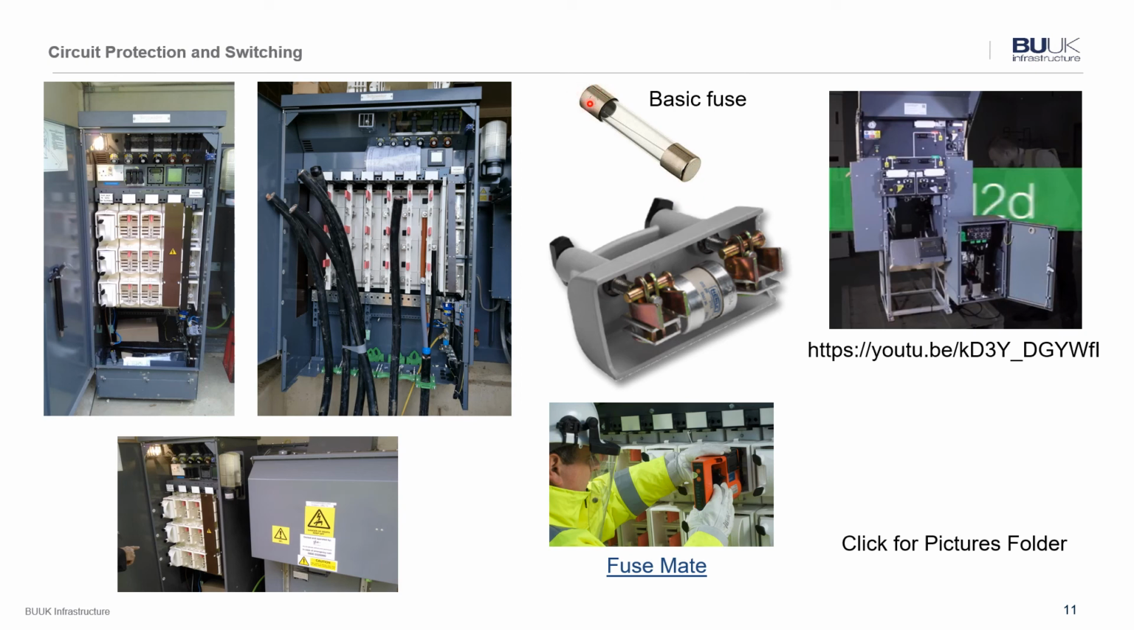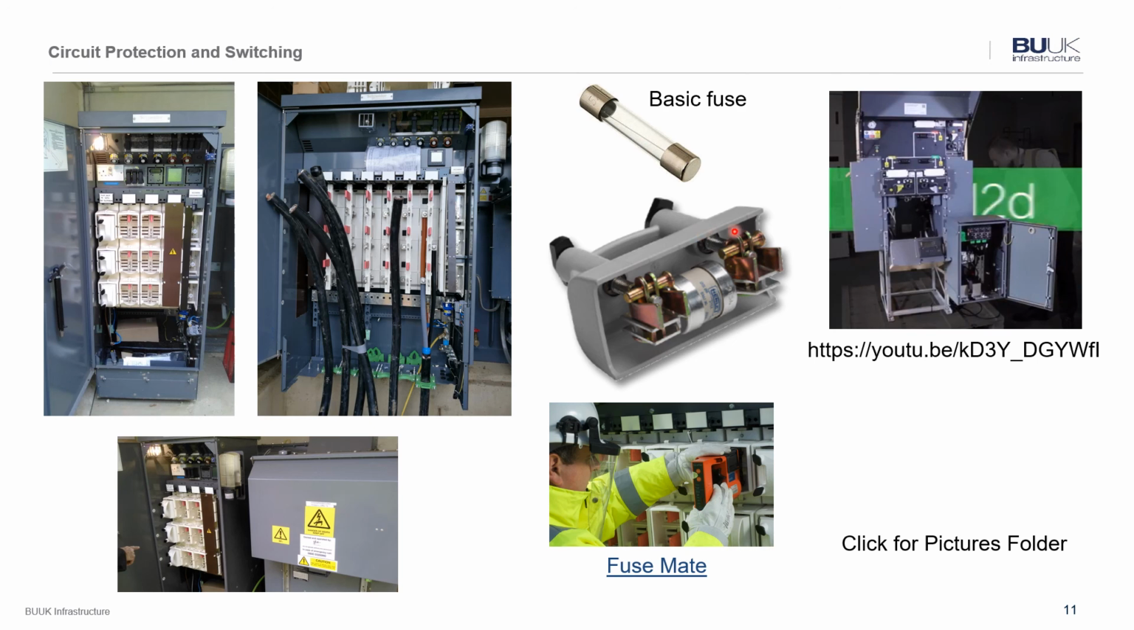All a fuse basically is, is a piece of wire in an evacuated tube, so basically it's a vacuum. What happens is, if too much current passes down that conductor, heat is generated, and if it gets too hot, the wire itself, the conductor, will burn out. The reason they make it glass like this is so that you can actually see if the fuse itself has blown.